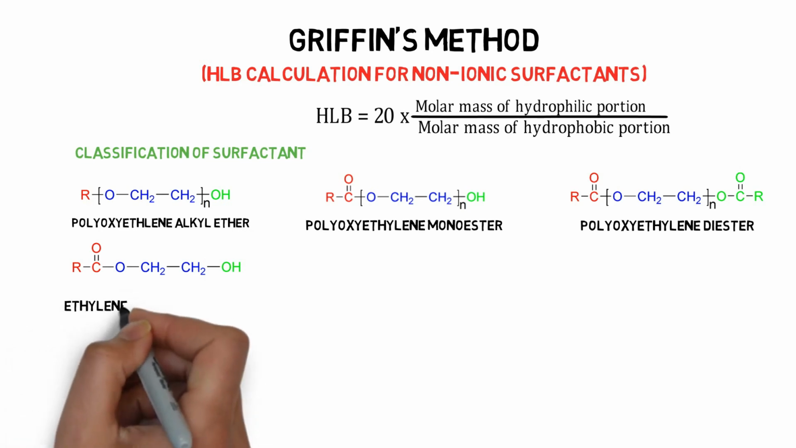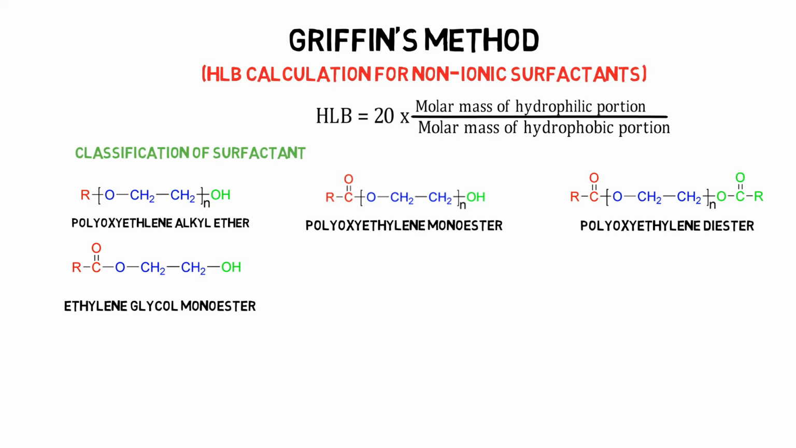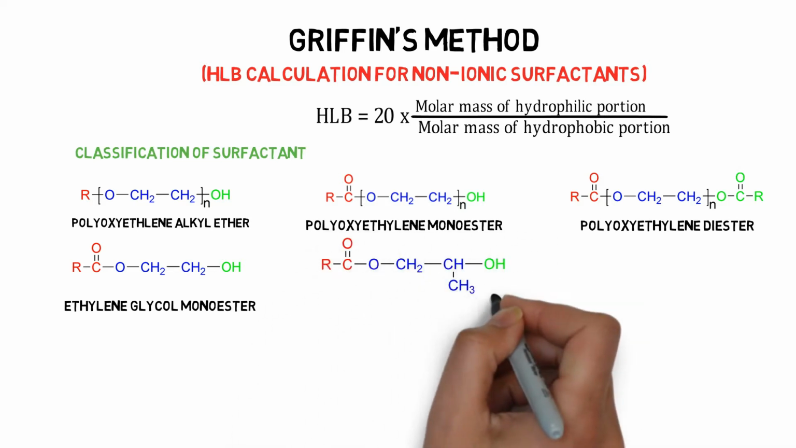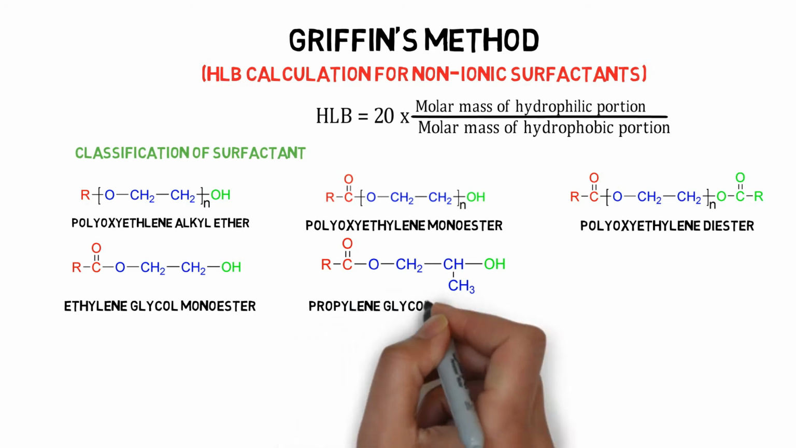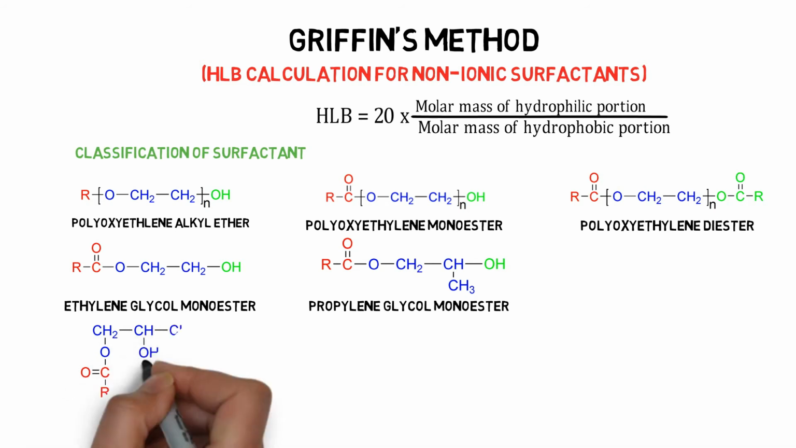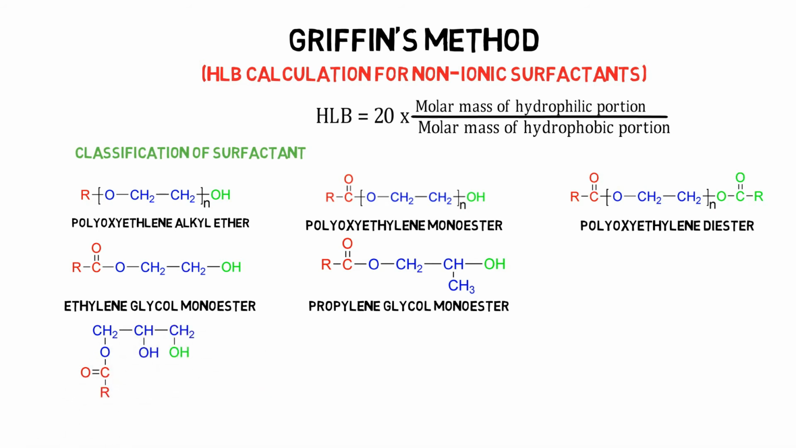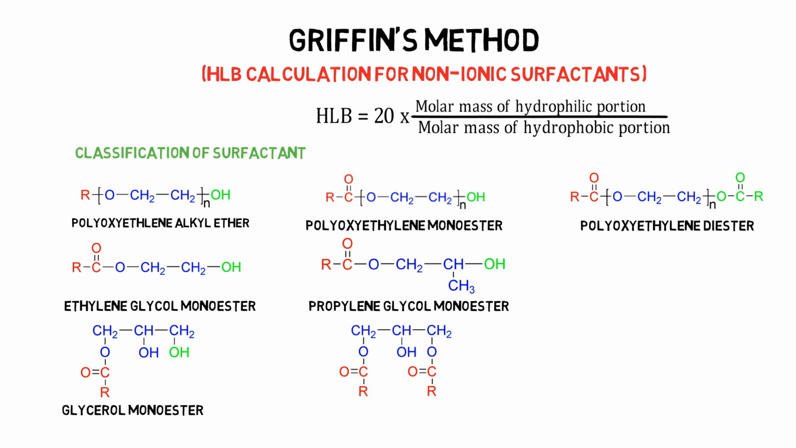In the second type of surfactant, an alkyl chain is attached to ethylene glycol or propylene glycol through an ester bond. The third type of surfactants are the polyhydric alcohol esters. These are formed by esterification of a polyhydric alcohol such as glycerol, xylitol, sorbitol, or the dehydrated form of sorbitol called sorbitan, with a long chain carboxylic acid.